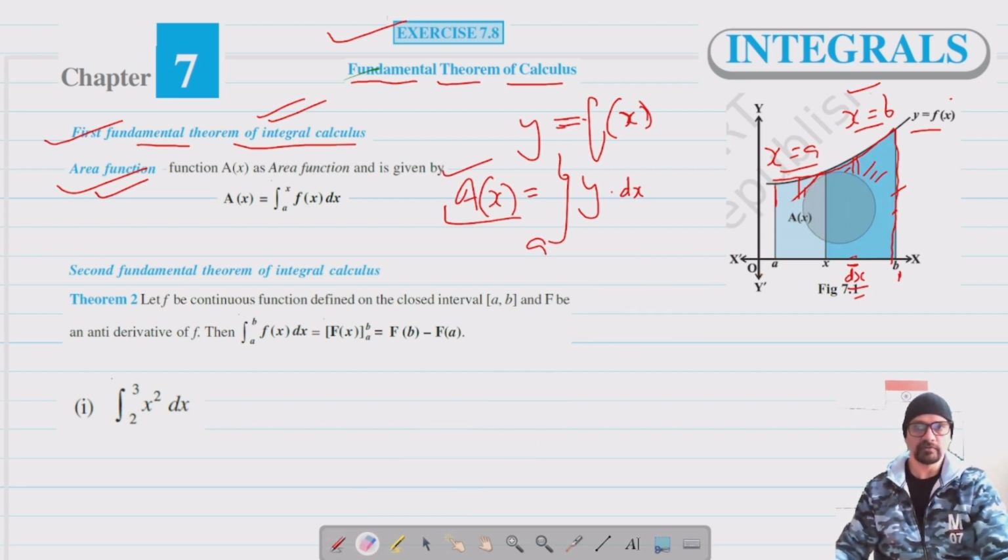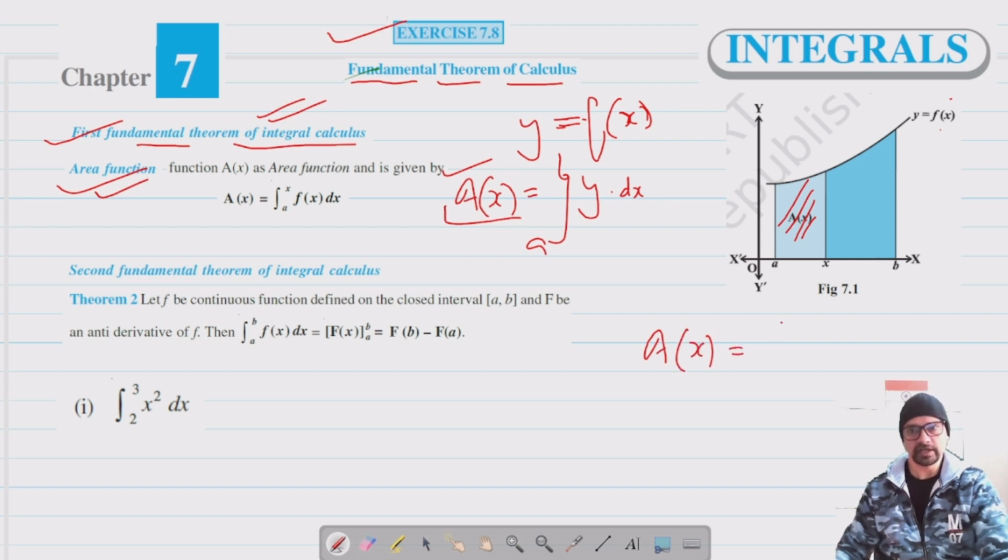Suppose we have to find the lighter area. The lighter area, you can see, is up to x. So to find this area, it has to go from the limit a till x, and because this area is under the curve, this should be f of x into dx. So let's integrate it for the limits a to x, and that will give us the area of this lighter region.